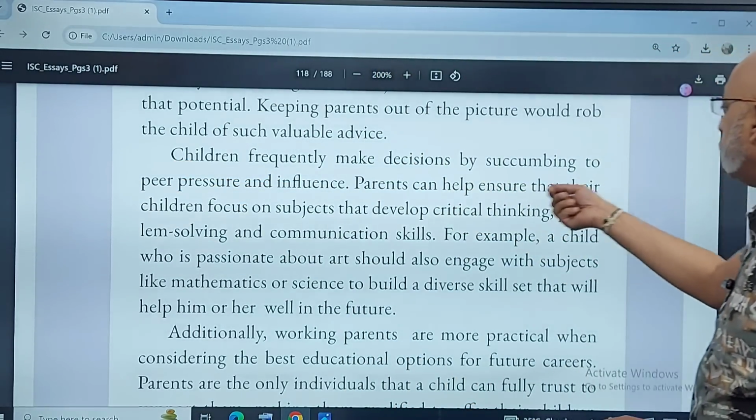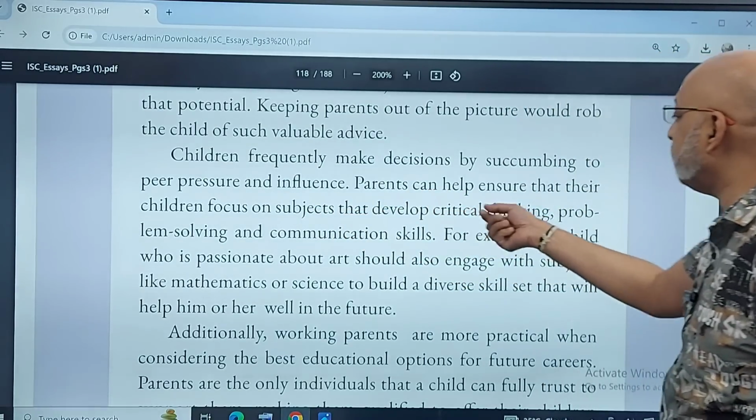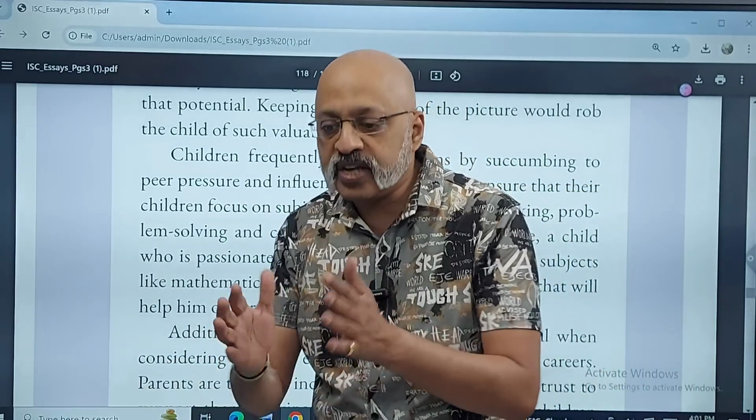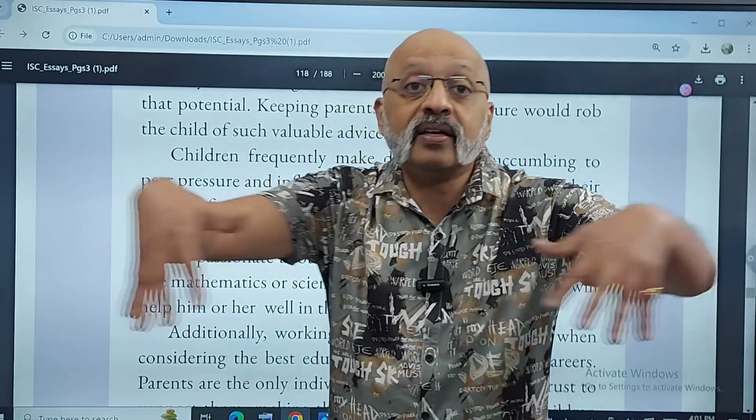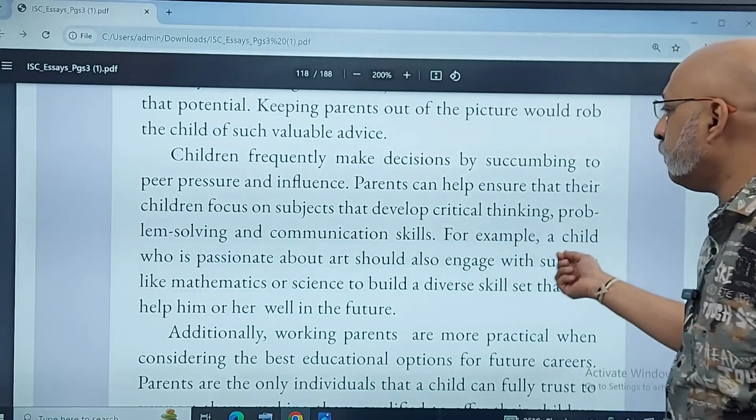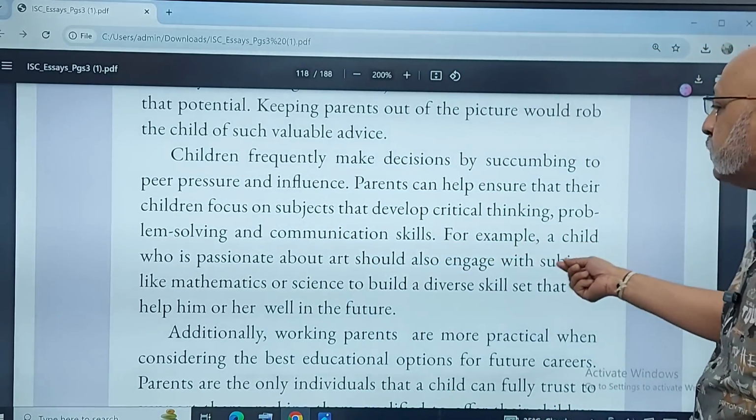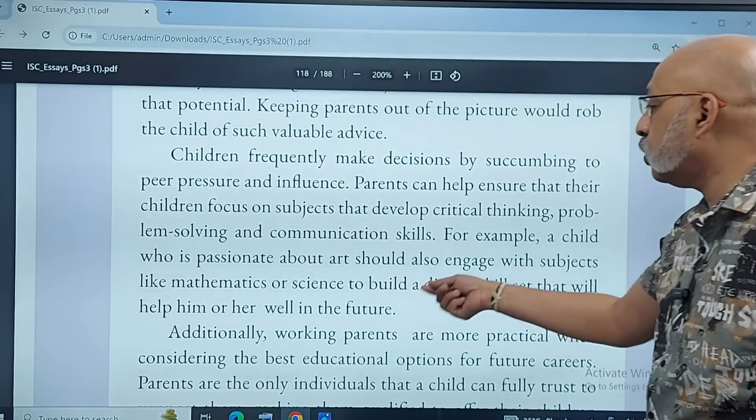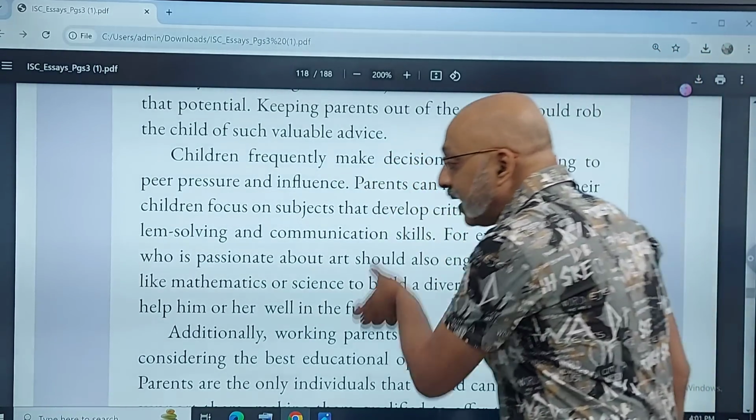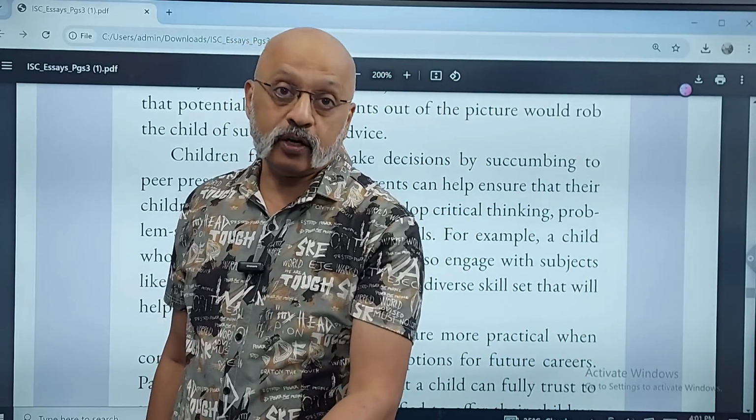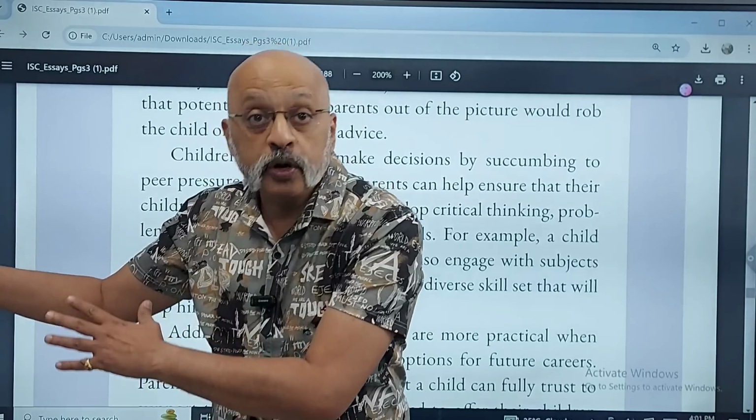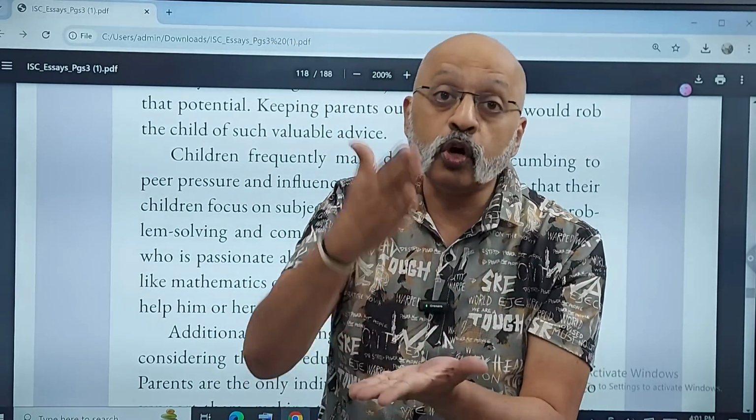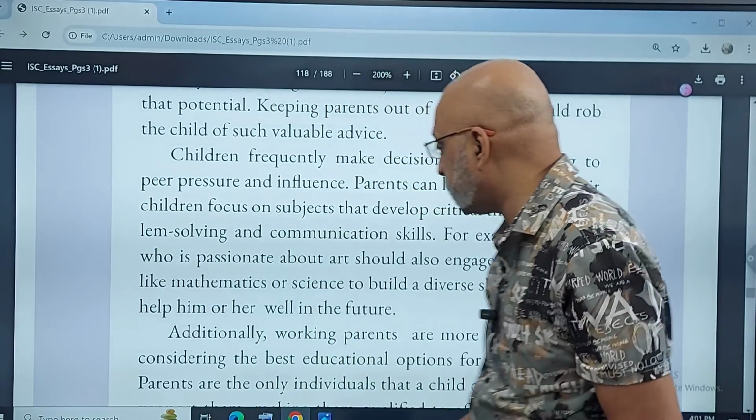So parents can help ensure that their children focus on subjects that develop critical thinking, problem solving and communication skills. So you look at different kinds of skills, not just a bookworm, but what other kinds of skills the child has. For example, a child who is passionate about art should also engage with subjects like mathematics or science to build a diverse skill set that would help him or her do well in the future. And this can be done only if the parents are there to guide, because how is the outside world going to be interested? They are not going to be so invested in your future. So your parents are your best support system.